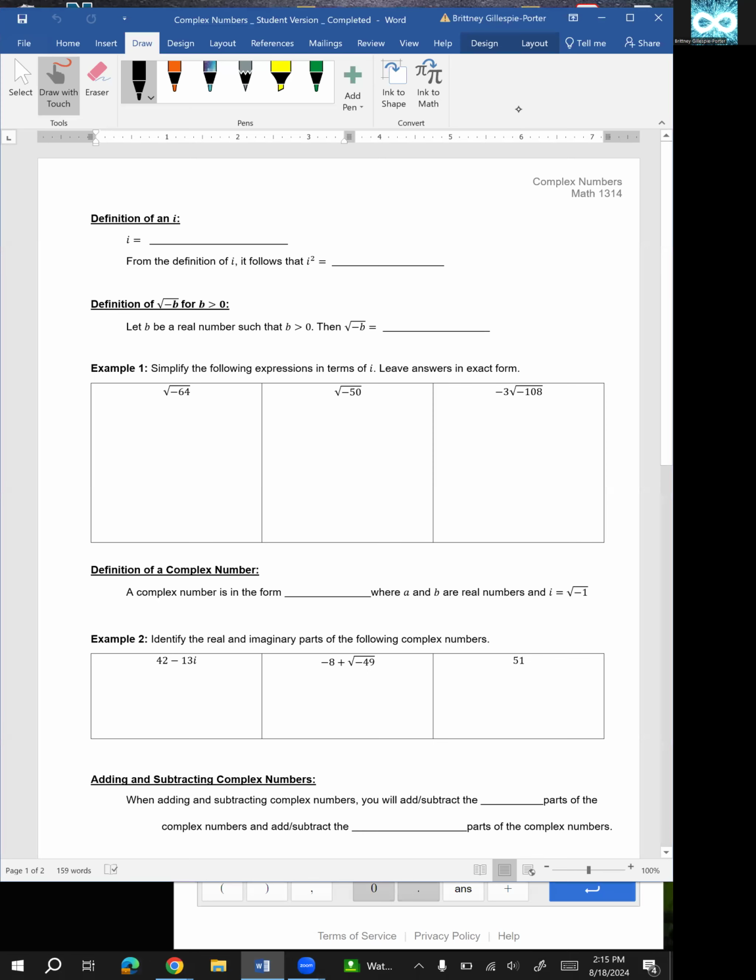So today we're going to talk about complex numbers. To do that, we first need to talk about the definition of i. i is equal to the square root of -1. It's our imaginary number. So from this definition, it follows that i squared is equal to -1, because if we square the square root, the square and the square root cancel each other out.